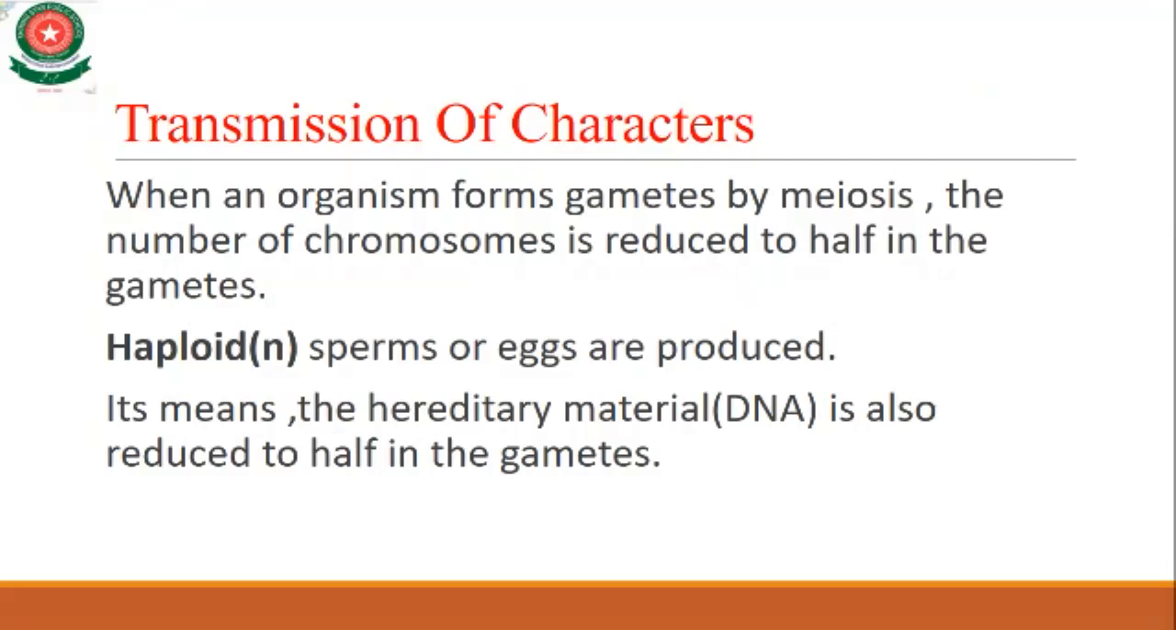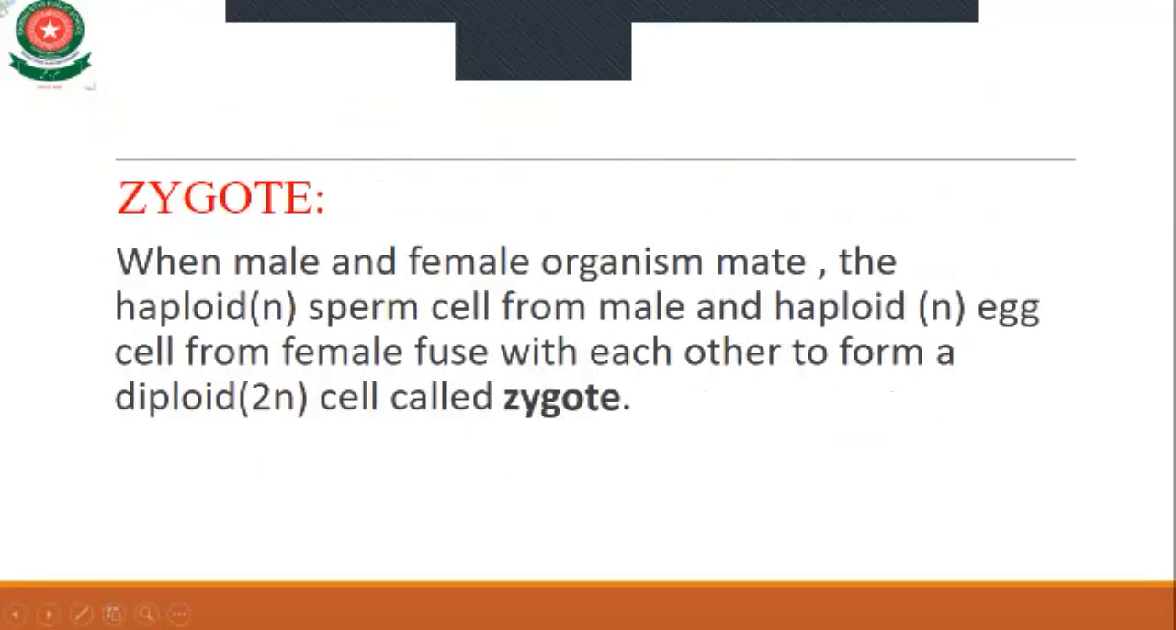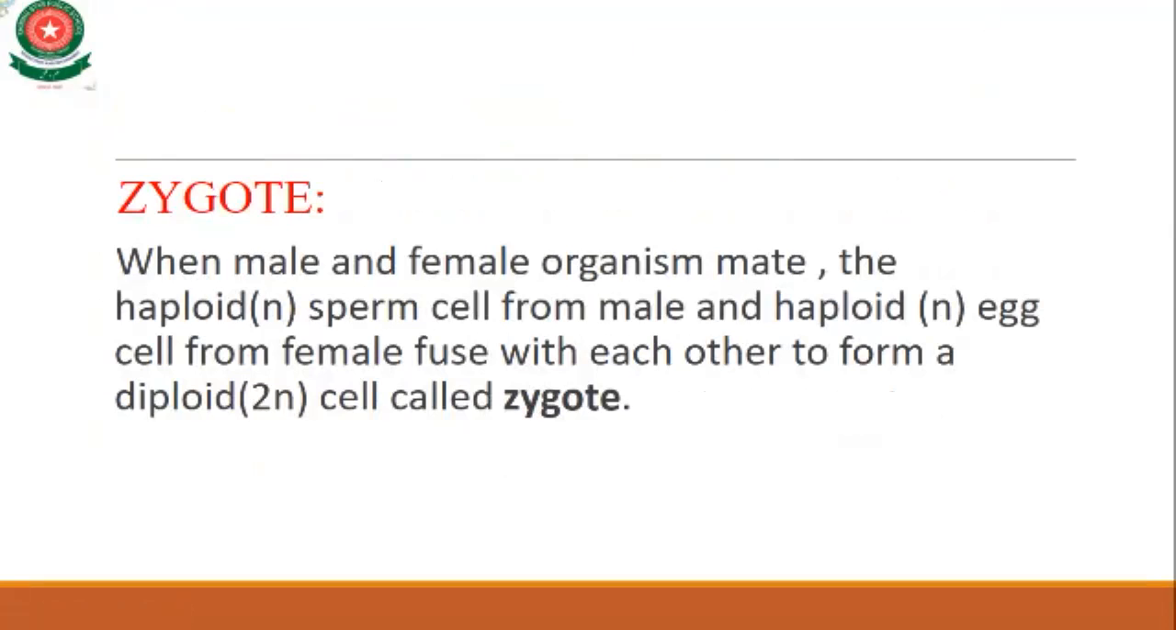So, when a zygote is formed, when male and female organisms mate, the haploid sperm cell from male and the haploid egg cell from female fuse with each other, fuse meaning connect with each other, to form a diploid. Diploid: when n meets with n, the first n means the sperm cell from male and the second n means the haploid egg cell from female. When they fuse with each other they form a diploid cell called the zygote.